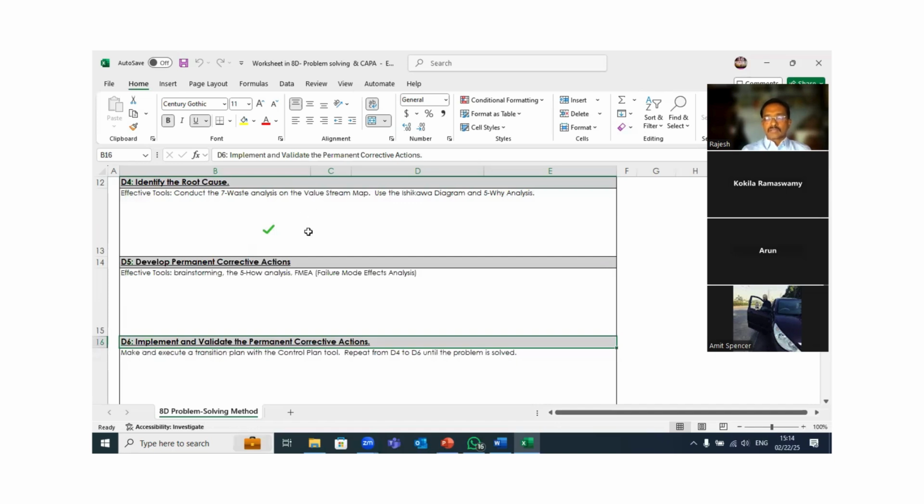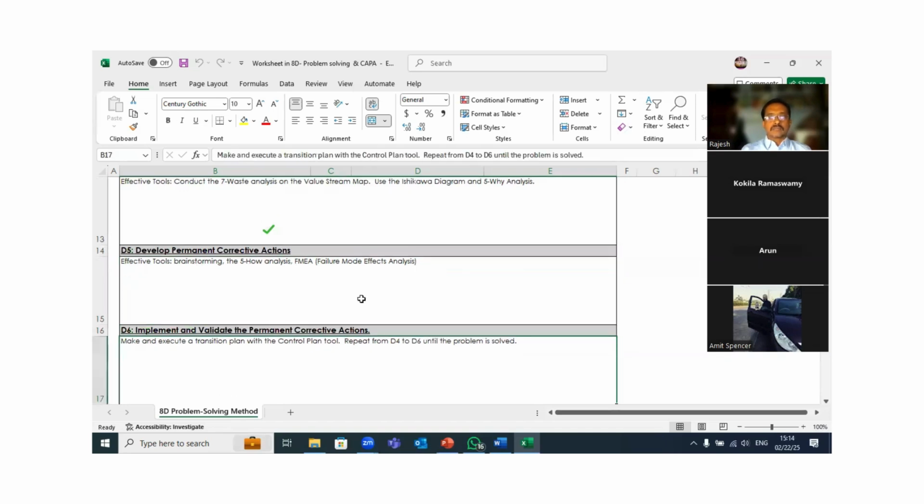Spend a lot of time on your problem to solve your issues, and use effective tools to develop a permanent corrective action. It's not talking about the corrective action only, it is a permanent corrective action. You have to involve your team members and discuss with them how to solve this particular problem. Use FMEA if it is a new technique or new project you're going to start, and then implement the permanent measure.